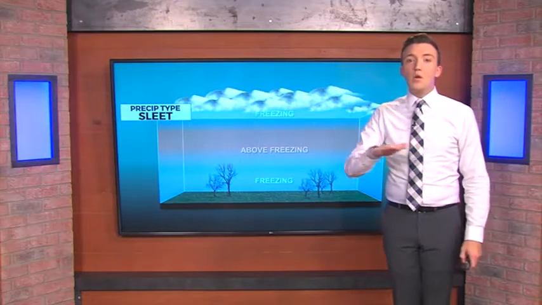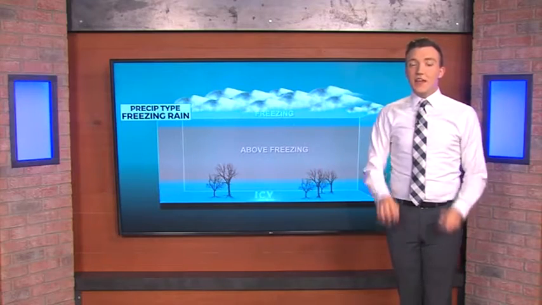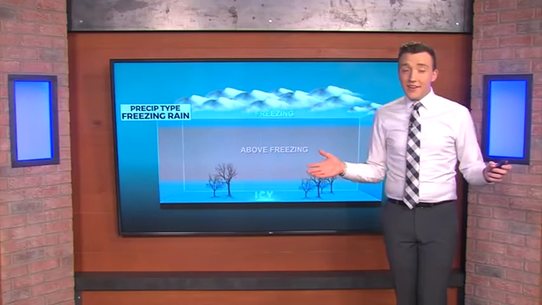Now let's say most of the atmosphere is above freezing, but it gets cold right at the surface. The falling rain won't have time to freeze into sleet, so it'll fall as liquid rain and then immediately freeze on contact with the surface. This is what's called freezing rain, and it causes the headache of ice on the roadways. These scenarios are what make winter weather forecasting such a challenge, so bear with us.